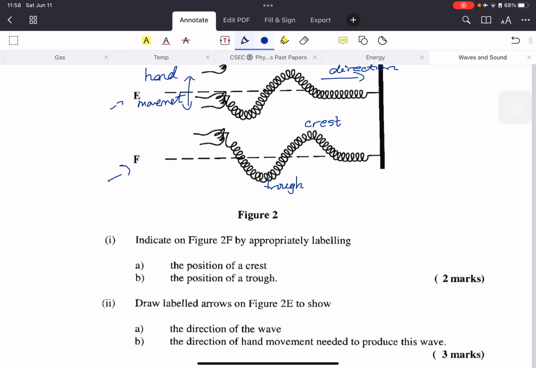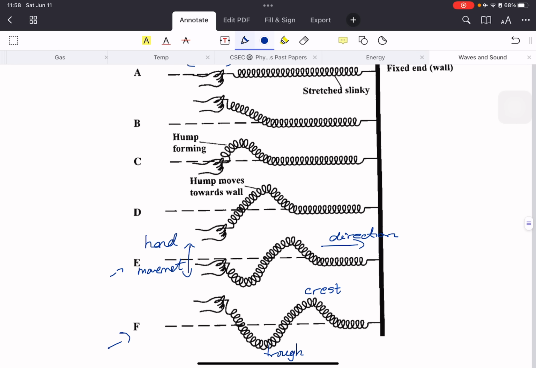And the second part is draw label arrows on figure 2E, which is this one, the direction of the wave and the direction of hand movement needed to produce this wave. So this is a transverse wave, right? So the direction is always going towards the right. But the hand movement, remember the first definition that we learned today, was with a transverse wave, the movement moves perpendicularly. Well, you could kind of imagine like if you was whipping a hose, or the same way like the slinky. To generate this wave, you have to move your hand up and down, so perpendicular to the direction.